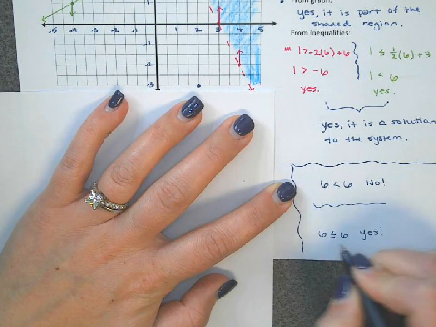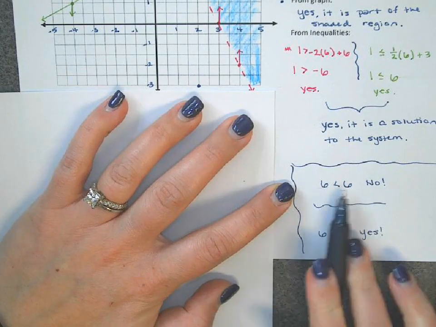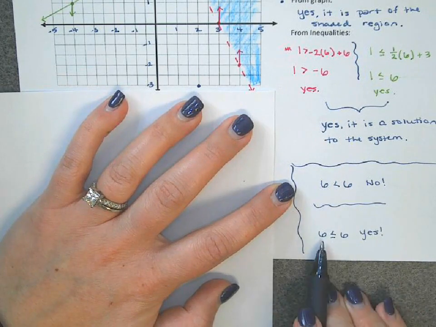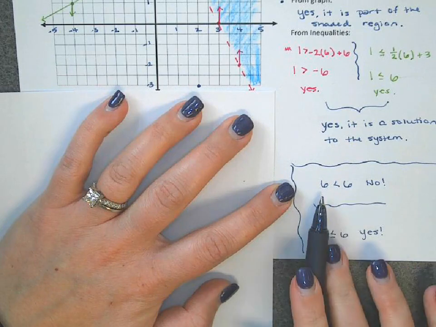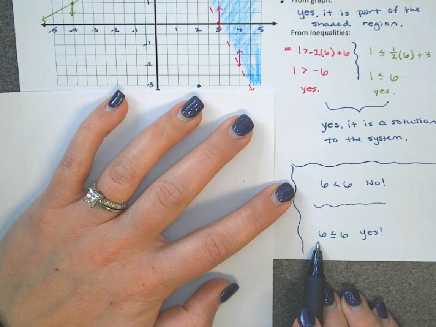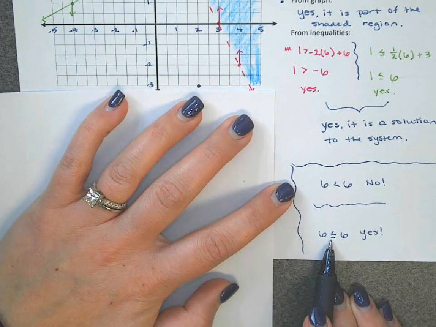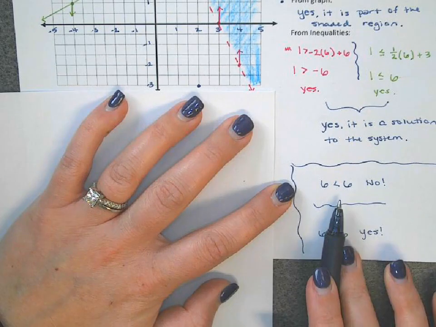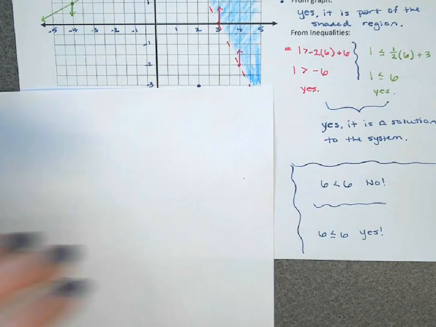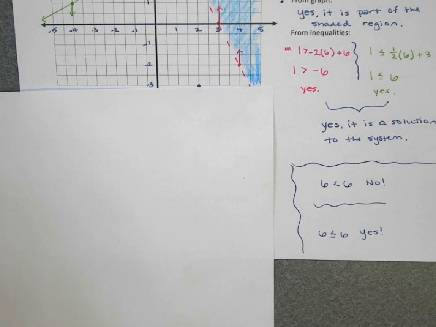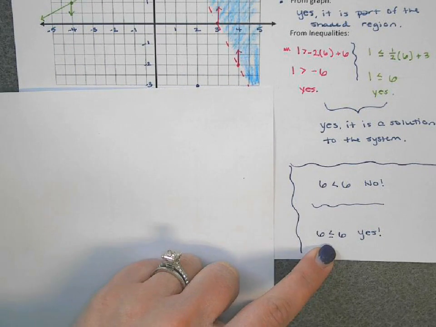So make sure you know when it is included if these are the same numbers versus if it's not included if these end up being the same numbers. Okay? The or equal to allows you to say yes. If it's not, you have to say no. 6 is not less than 6. 6 is equal to 6, which is why here it says or equal to. You can then say yes.